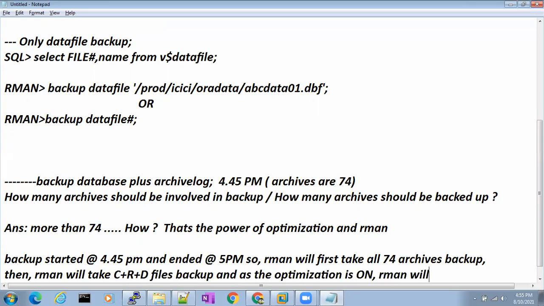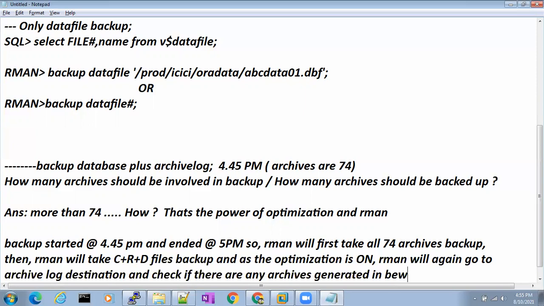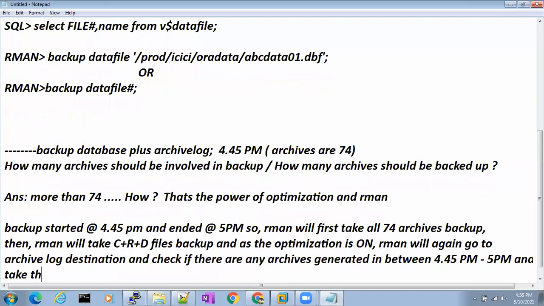RMAN will again go to the archive log destination and check if there are any archives generated in between 4:45 p.m. to 5 p.m., and take those archives also at the end of the backup. Understood the answer? Yes, sir.